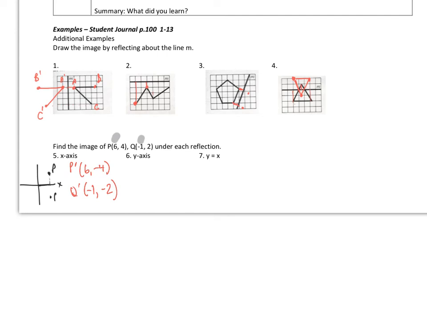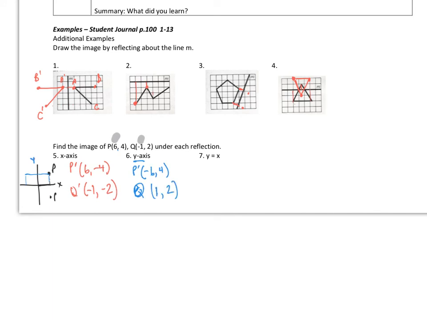And then for number 6, the y-axis, again, here's the y-axis. Let's just do it in blue. If I have the point 6,4, or point P over here, we're flipping it this way. So the y height stays the same. It's just the x that changes. So P prime, we said the x is going to be the opposite, so -6, and the y stays the same. And Q prime, the x is going to take the opposite, but the y stays the same.